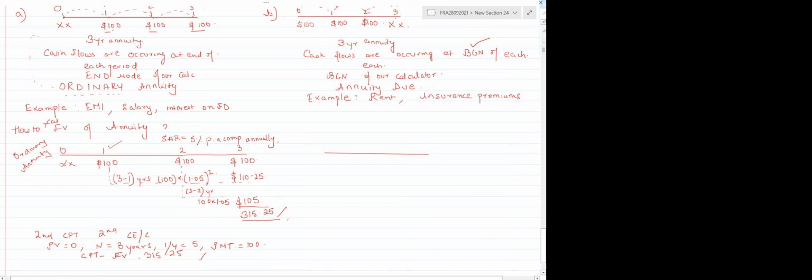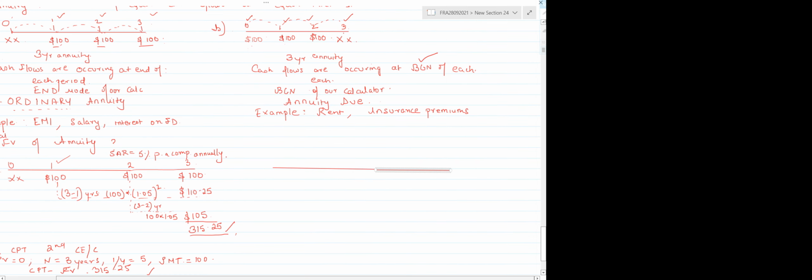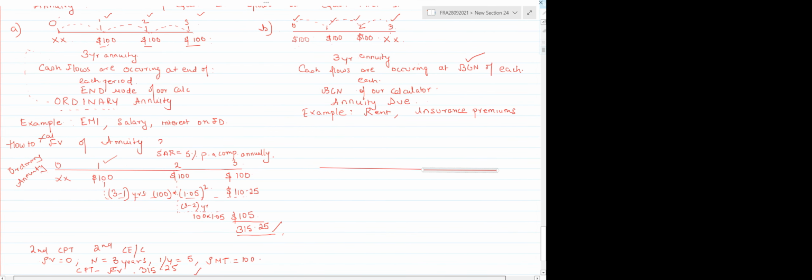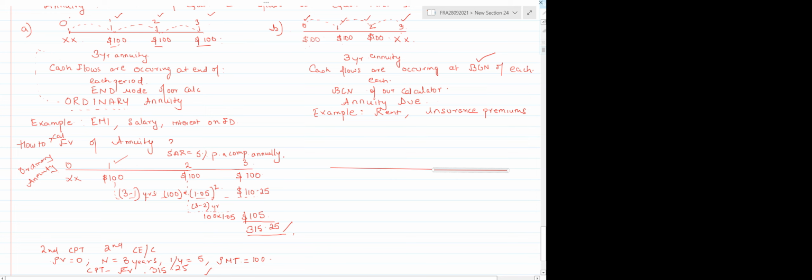Why I give you this timeline here is so that you can understand what goes on behind your calculator. So this was the case of an ordinary annuity. Now I'll discuss annuity due. This would be the last part of today's session, then we'll meet tomorrow. Tomorrow for you guys it would be night, but for India it will be tomorrow morning.